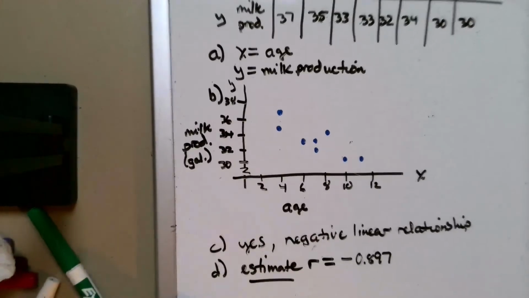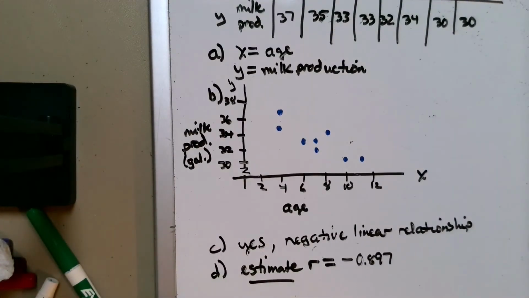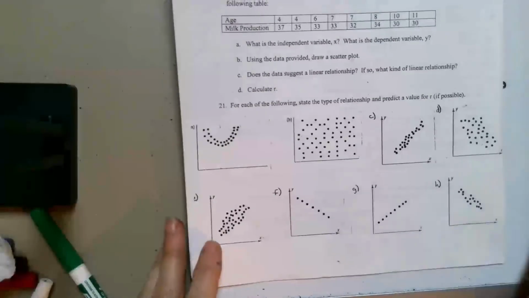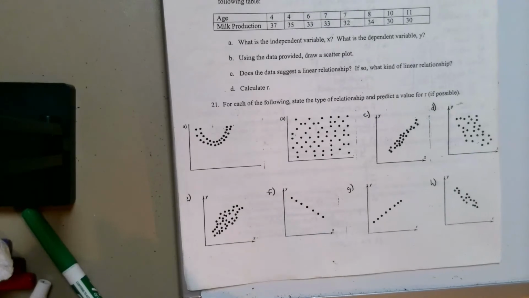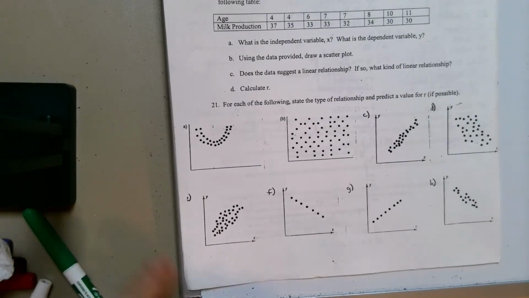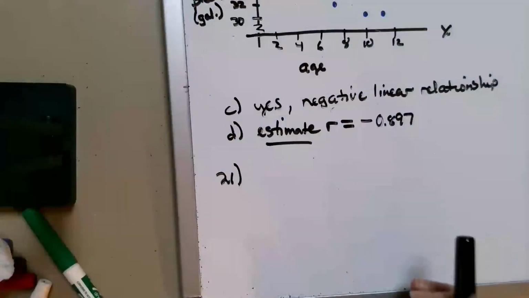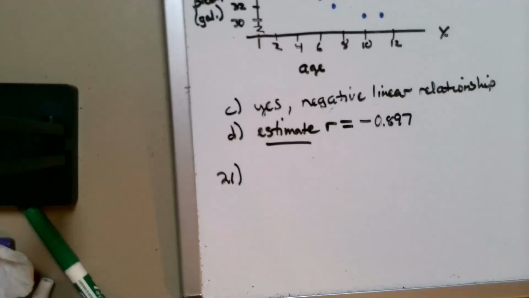Okay, and then last, number 21. Move that up. And so we're going to look at these graphs here in number 21, and we're going to state the type of relationship and the predicted value for R. Okay, and so these, again, R is the linear correlation coefficient.